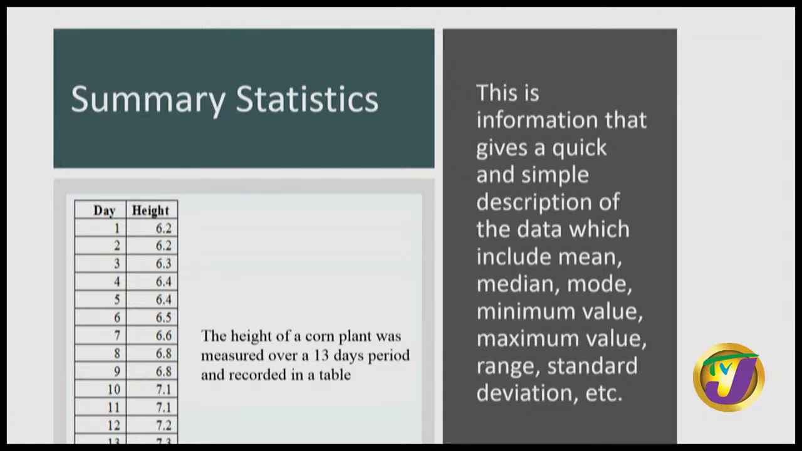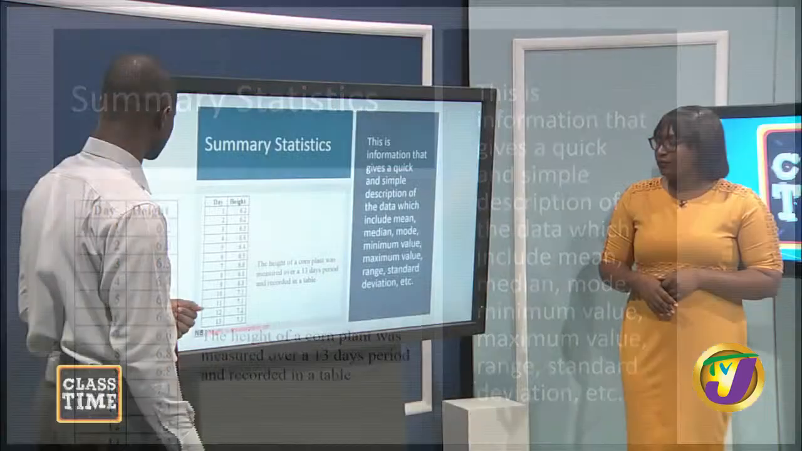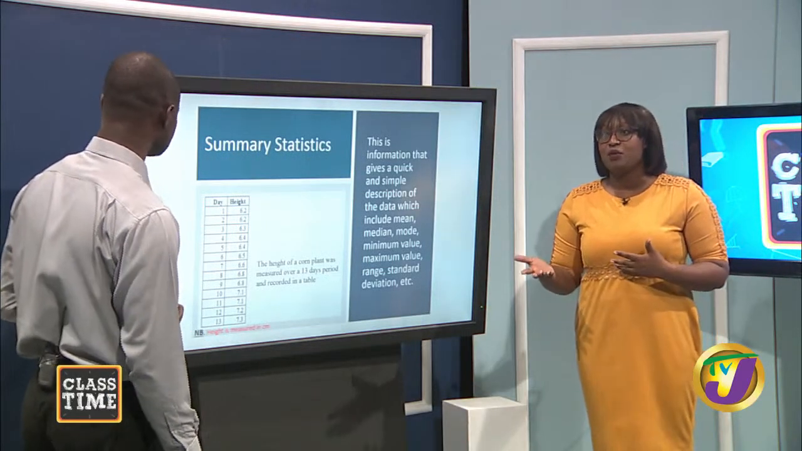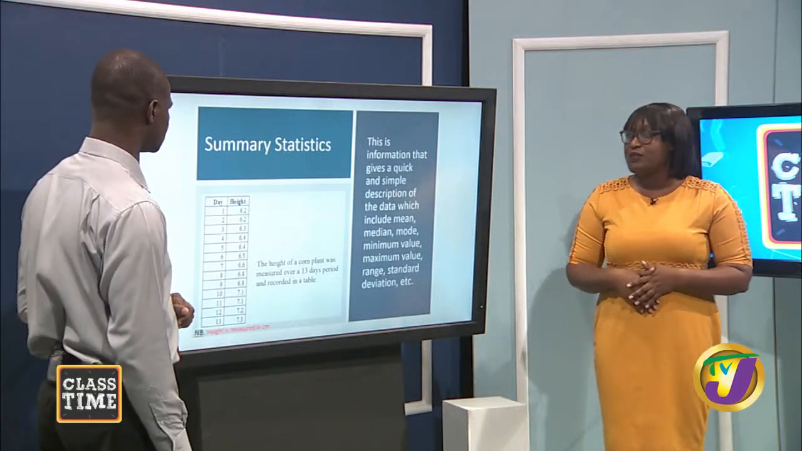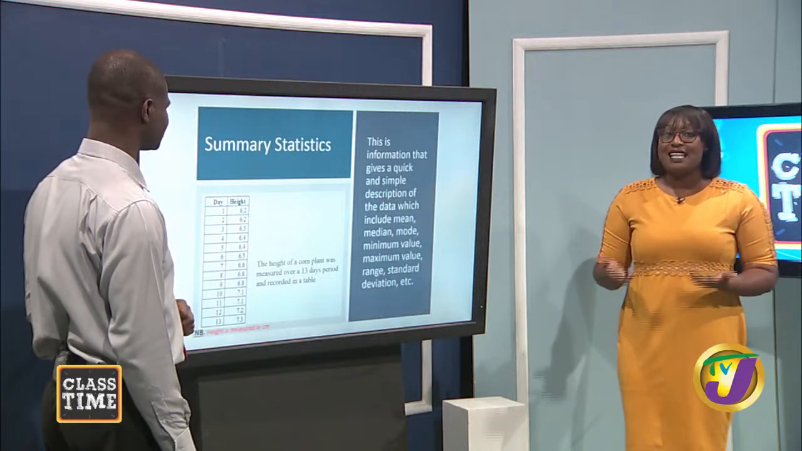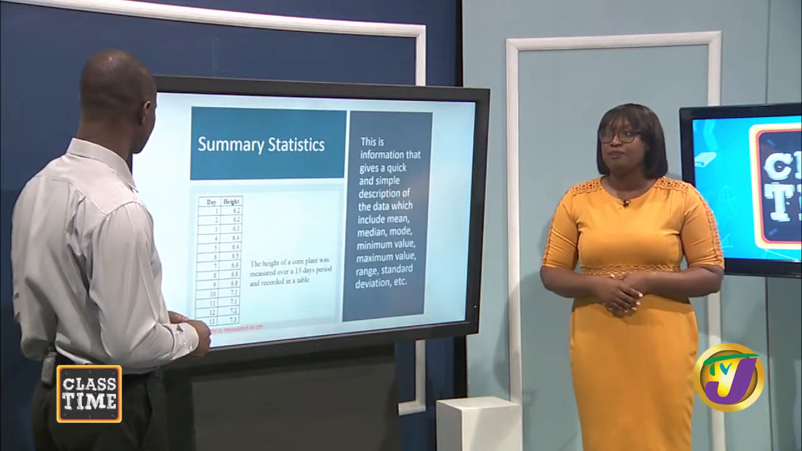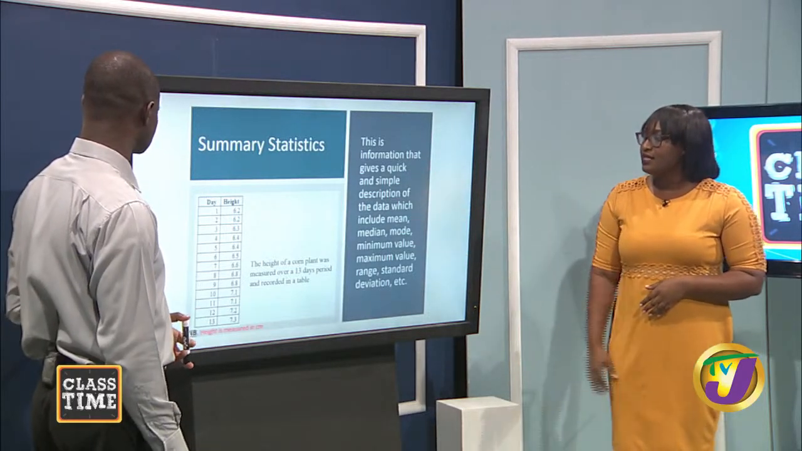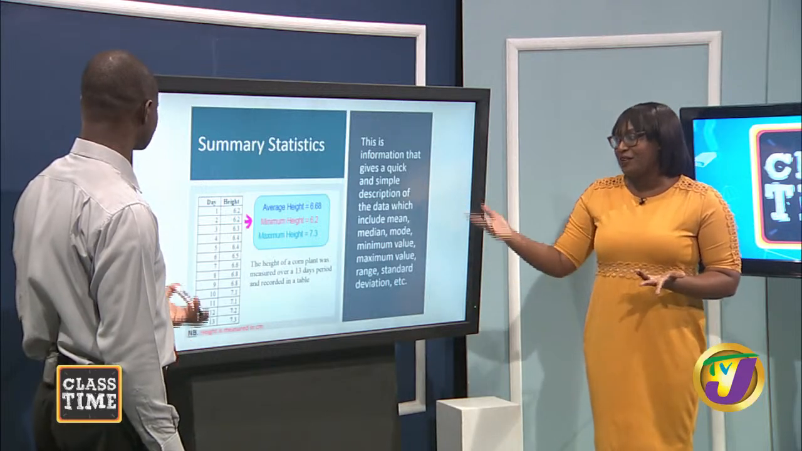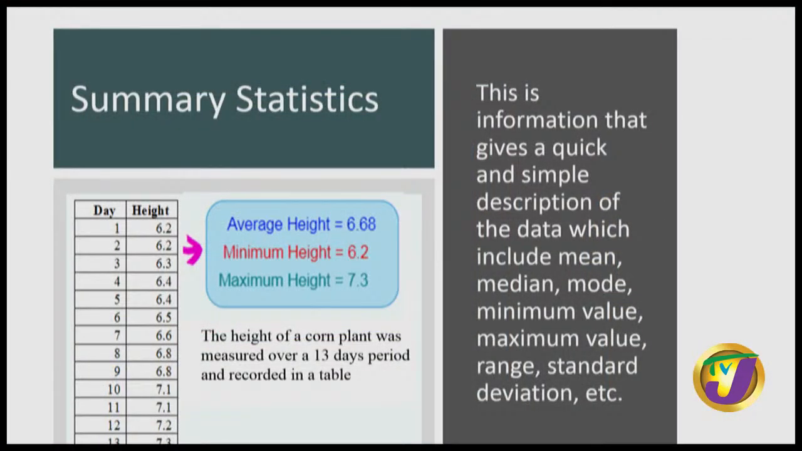But there is some other information that we could garner from this if we move forward. Oh, yes, we could also garner the maximum and the minimum height, which is something that we mentioned before. Definitely. We could also look at the range and standard deviation. So there are a variety of things that we could garner from our summary table. And here it is. The average height of the plant is 6.68 centimeters. The minimum height is 6.2 centimeters, and the maximum height is 7.3 centimeters. Definitely. All right.